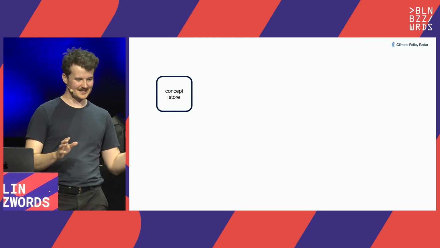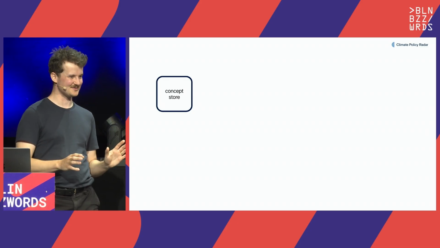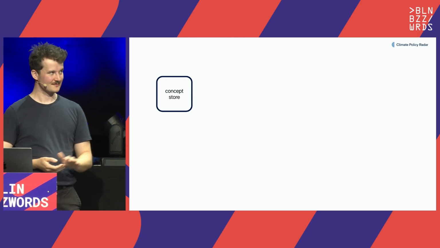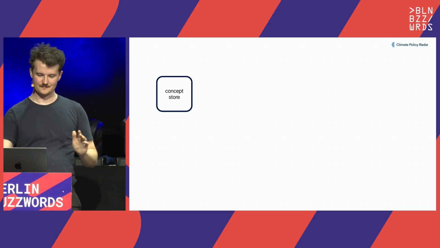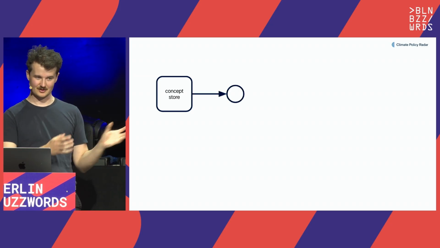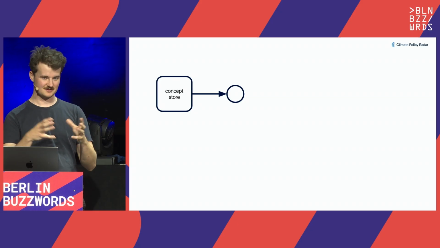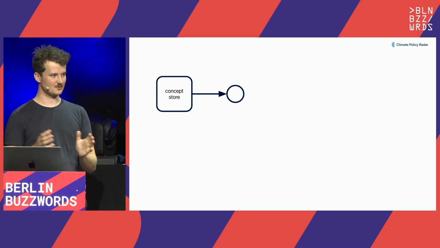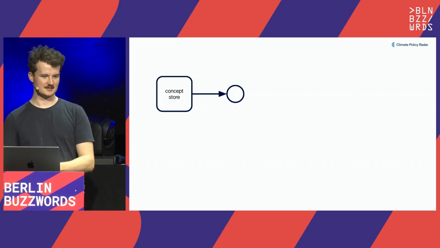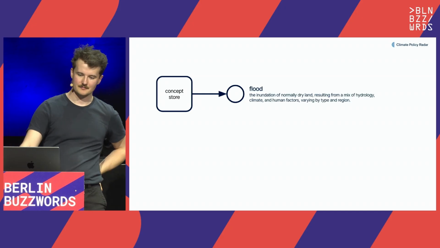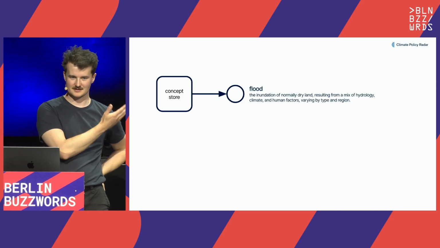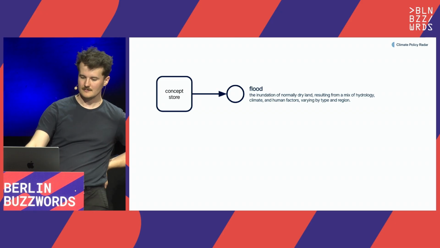This is a little illustrative. I hope it's descriptive enough of the way that this works. If this is our concept store, we can pull concepts out of there as structured data, store it in Python as nicely validated objects. For example, this, again, is our concept of floods.